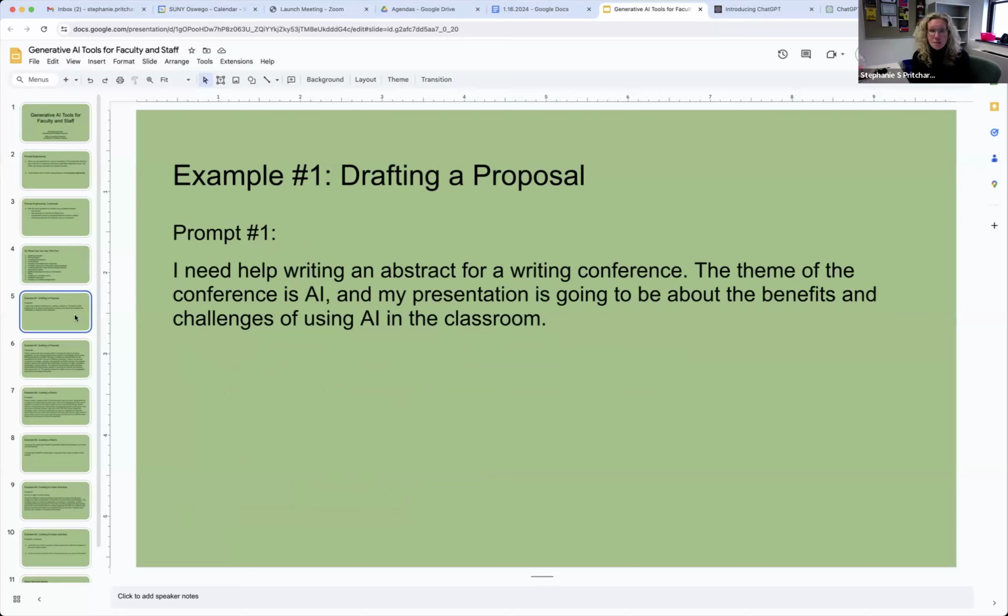So this is my first prompt. I know it's bad, but I want to show you what ChatGPT does with a prompt that's more basic like this versus a prompt that's a little bit more developed. So: I need help writing an abstract for a writing conference. The theme of the conference is AI. My presentation is going to be about the benefits and challenges of using AI in the classroom.